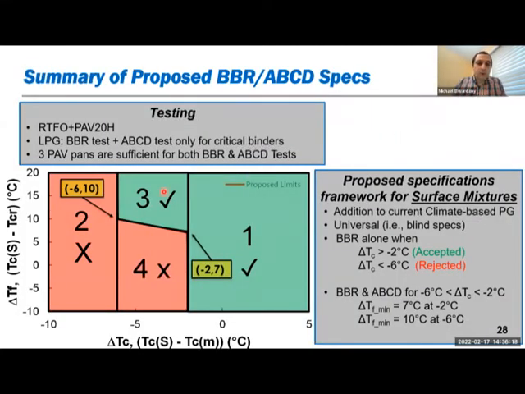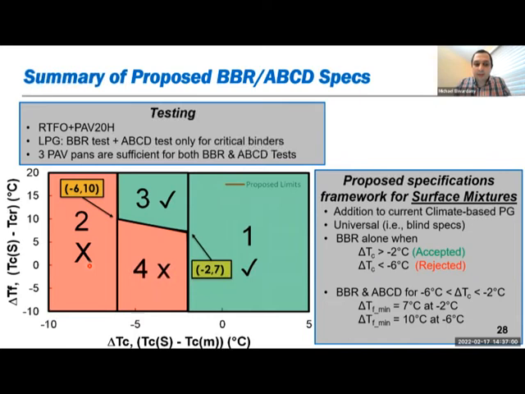So this is the proposed specification framework that we came up with. Basically, to simplify it further, we thought that if you have very good delta TC, then you don't need to worry about ABCD tests. You can just look at the delta TC value. We run BBR already as part of the current specification, so you don't need to do anything extra. If delta TC is above -2, you can directly accept the binder. If delta TC came up lower than -6 degrees C, then you can directly reject the binder and you don't have to run ABCD for them.